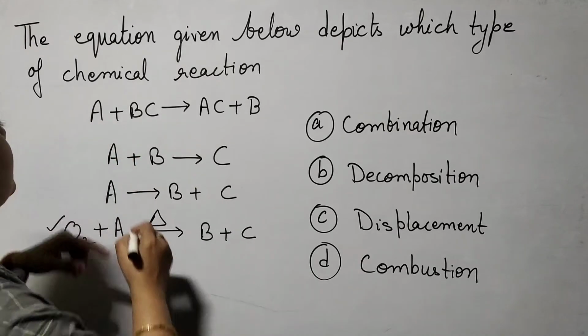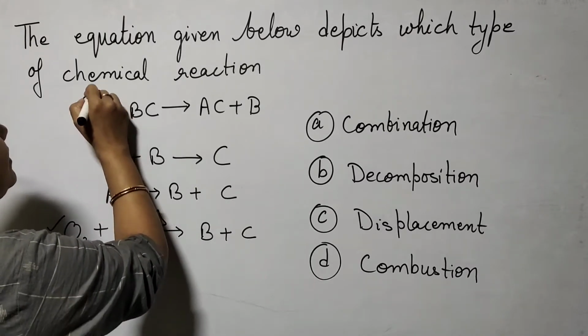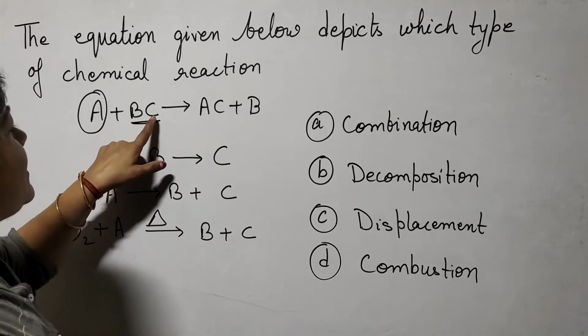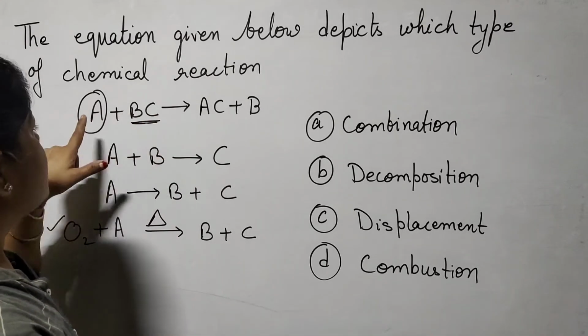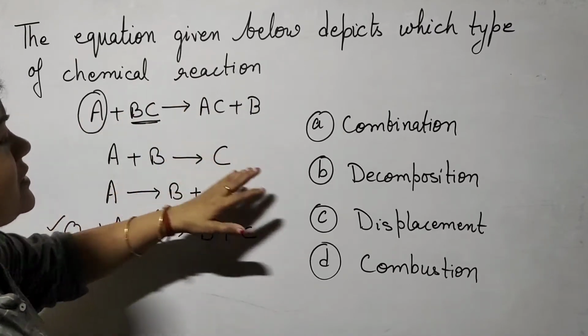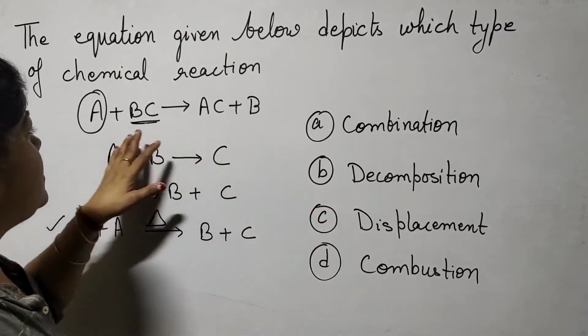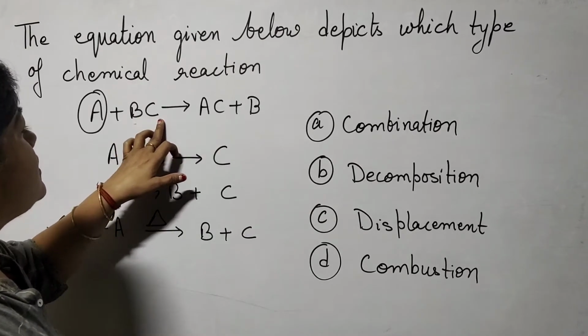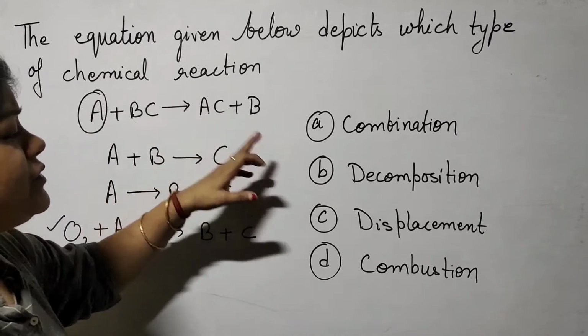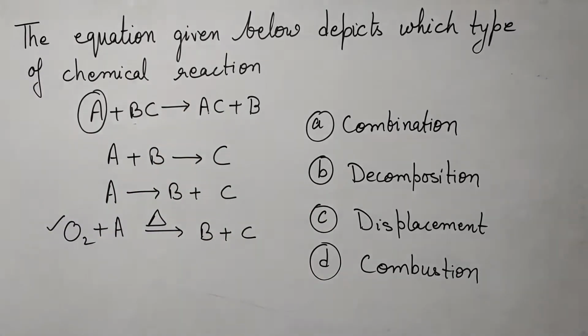But here this has one element and it is a compound of two elements. Here we see that the element C combines with A and B goes away. That means it is a type of displacement reaction. That is, C is displaced from B by the element A. So this is the displacement reaction.